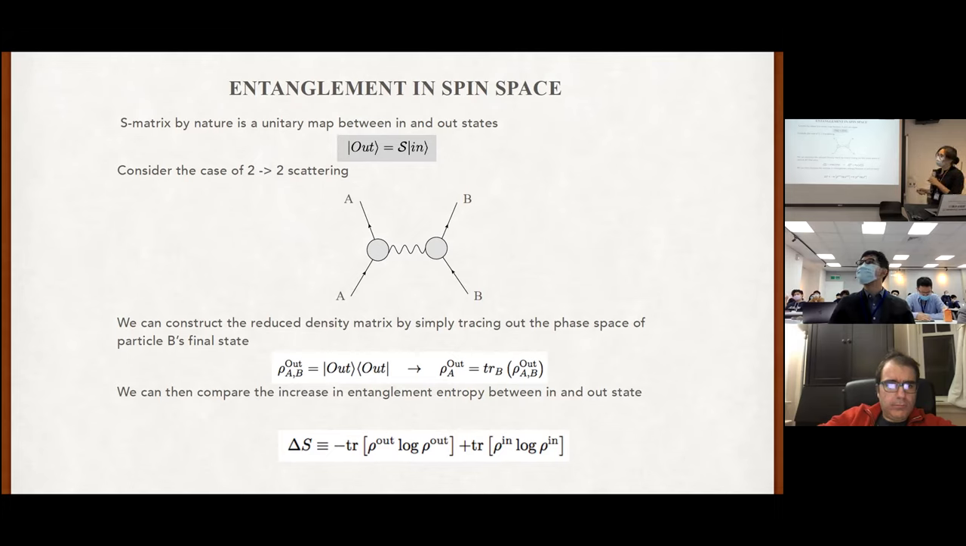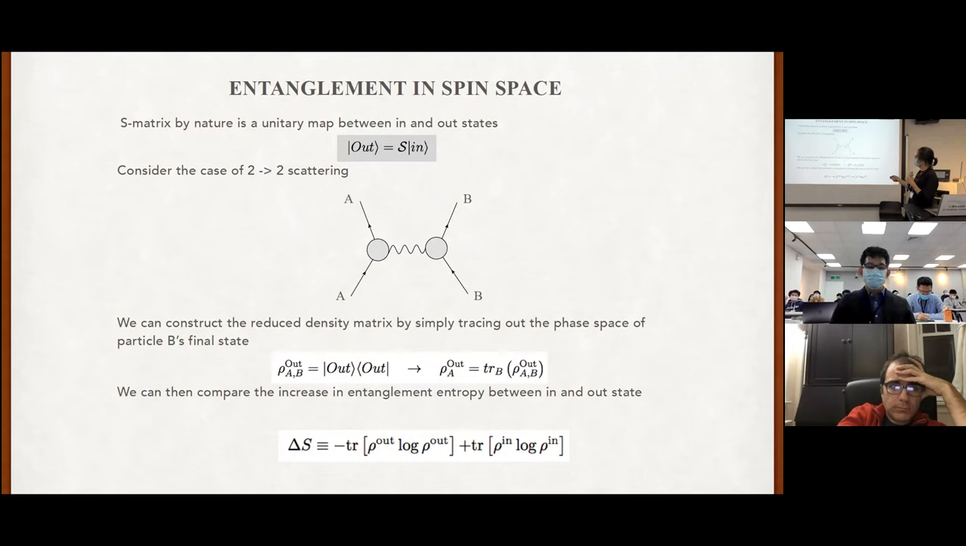Because, for one thing, the S-matrix is by nature a unitary map, right? You have some in state, and the S-matrix maps you to an out state. So let's consider a 2-2 scattering, say AB going to AB. Now, of course, since this is 2-2, we can ask about the entanglement. You do that by computing the density matrix, computing the reduced density matrix, and then computing the von Neumann entropy, which gives you the entanglement.